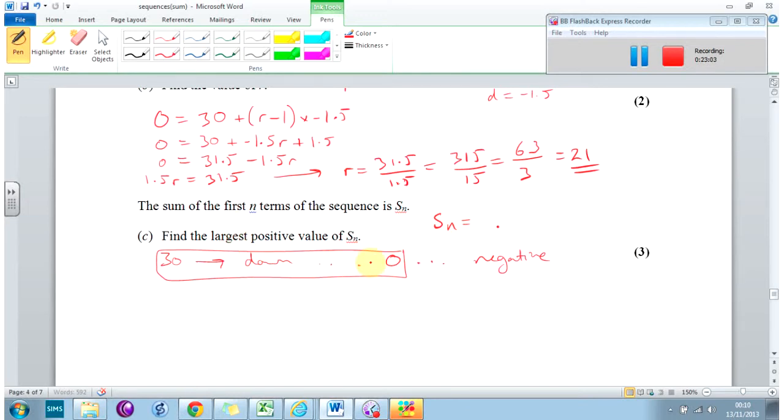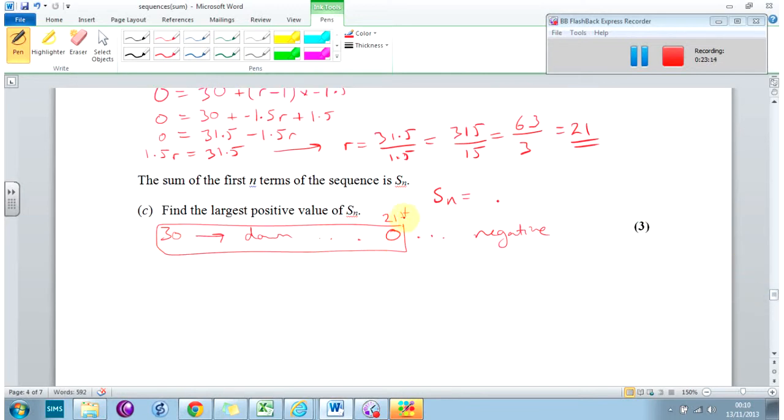So, since we've already worked out that this is the 21st term, the largest positive value of the sum has surely got to be the sum of the first 21 terms. Or 20, should be the same, shouldn't it? Because the 21st term is 0. So what we want is the sum of the first 21 terms, which is given by 21 over 2 times 2a. A was 30, wasn't it? Plus n minus 1 times d. D was minus 1.5, remember.